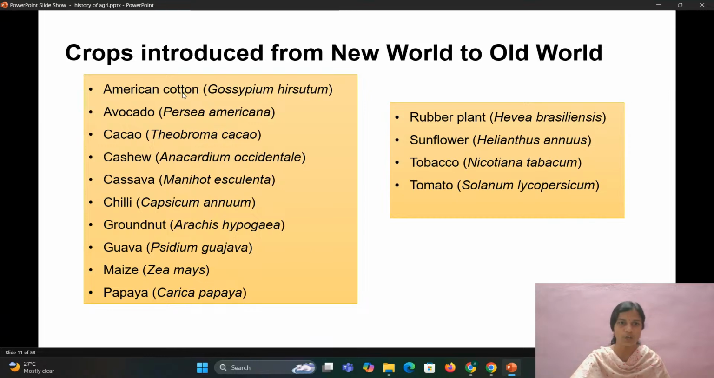That is American cotton, Gossypium hirsutum, avocado, cocoa, cashew, cassava, chili, groundnut, guava, maize, papaya, then rubber plant, sunflower, tobacco, tomato. So at least you have to know about this particular box. The crops that originated in the Americas. Okay, so these are not our indigenous crops. These have come to our place from the Americas. Cotton, avocado, cocoa, cashew, cassava, chili, groundnut, guava, maize, papaya, rubber, sunflower, tobacco, and tomato.